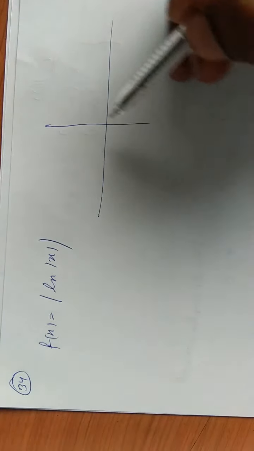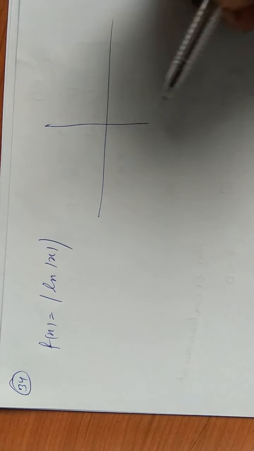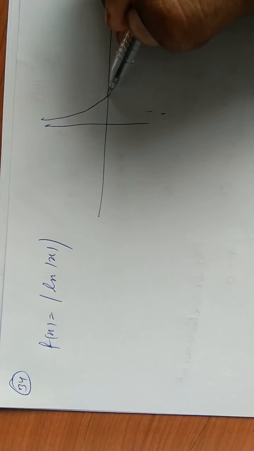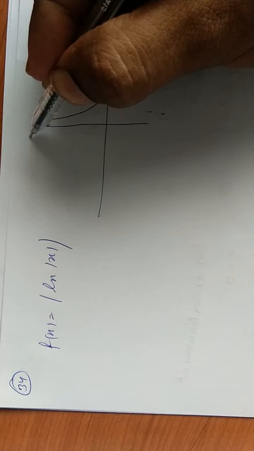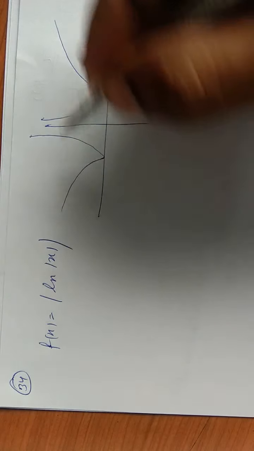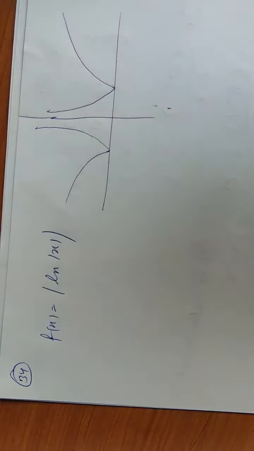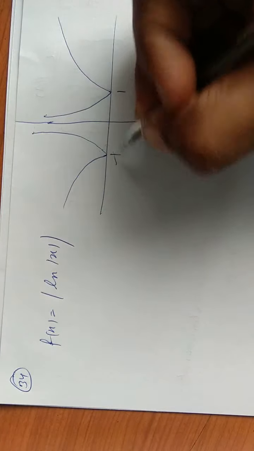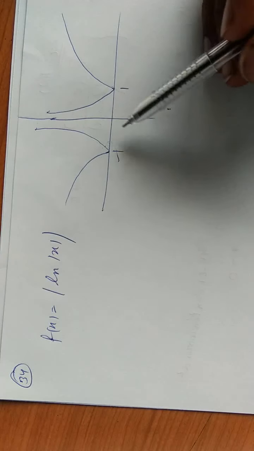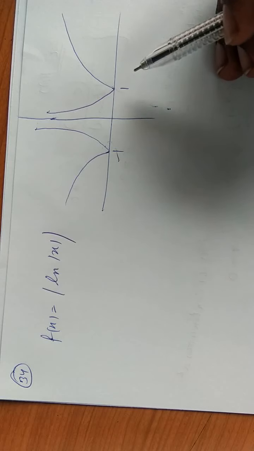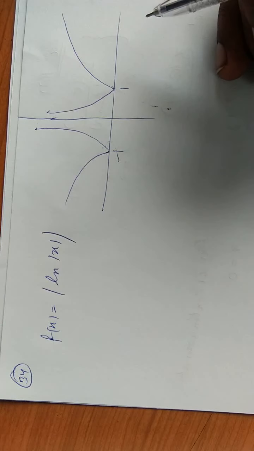So y is always positive. This would be ln x, so its mod would be like this, taking reflection with respect to the y-axis. The graph comes out to be this. We can clearly observe that the function is not differentiable at x equal to 1 and minus 1. The function is discontinuous as well as not differentiable at x equal to 0. Okay, moving on to the next question.